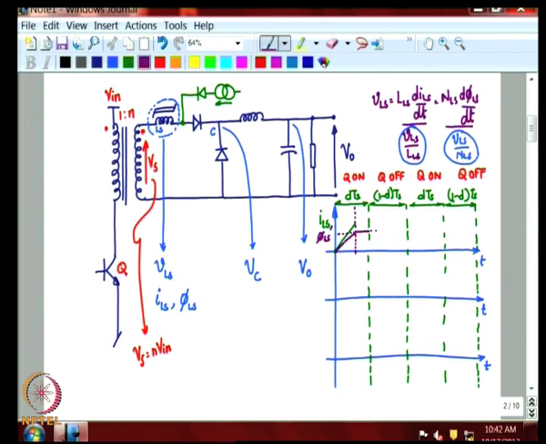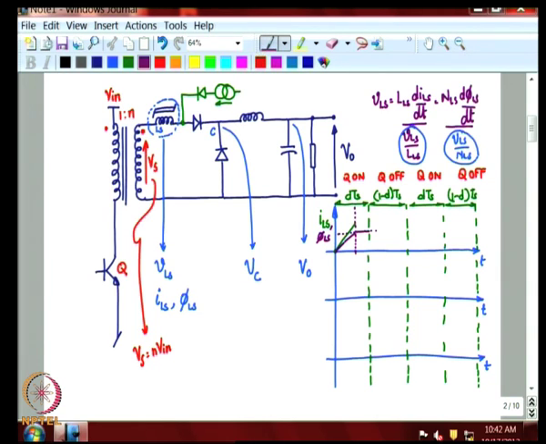The voltage across the inductor becomes 0. The moment the voltage across the inductor becomes 0, this diode, the voltage through this diode will appear at Vc and reverse biases this diode, and this diode switches off, and the entire load inductor current commutates as the input current.